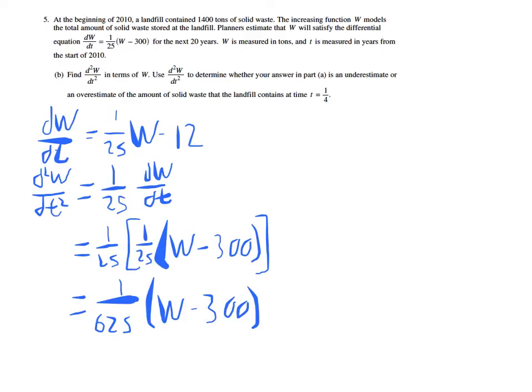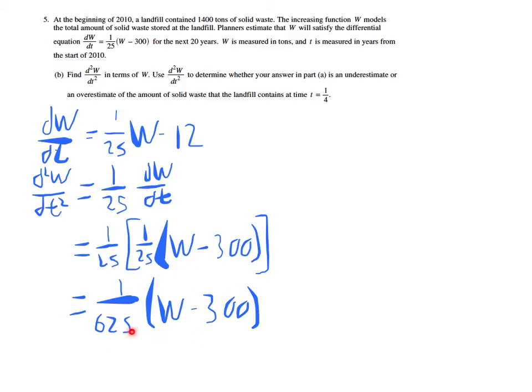Now here's where we need to look at this second derivative, and this is why I went back to the original format of the second derivative. We know that in the beginning, the landfill contained 1,400 tons of solid waste. And then they say that it's an increasing function. So W is only going to get bigger after 1,400. So when I look at plugging W in here, 1,400 minus 300, well that's positive. Times a positive number out here tells me that this second derivative is positive, meaning that the function is concave up. As W increases from 1,400 to 1,500 to 1,600 and so on, this is going to stay positive.